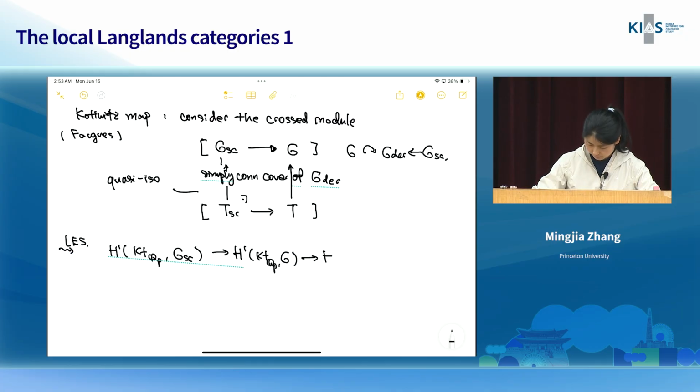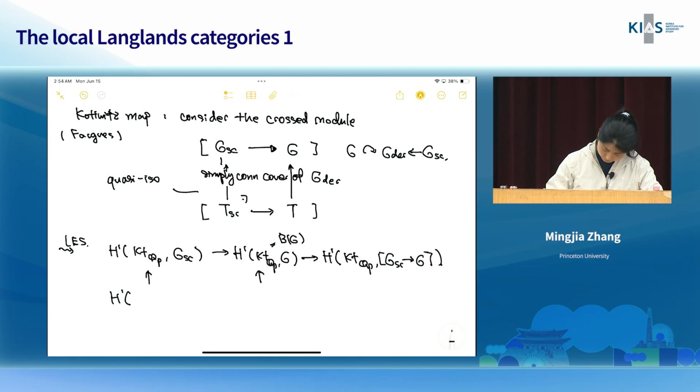So the first row, a priori, is only a sequence of pointed sets. But then similarly, we have long exact sequences for the second row, which is a genuine exact sequence of abelian groups.